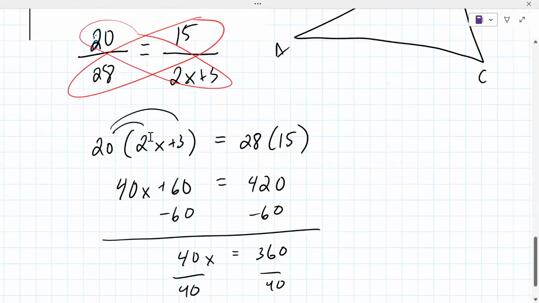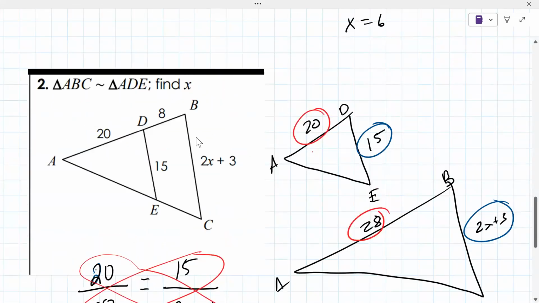All right. So if they ask for x, you're done. If they ask you to find BC, you have to put that number back in. Well, they asked for X, just for X. So we're done. But the point is you never know. You've got to make sure you're actually done.